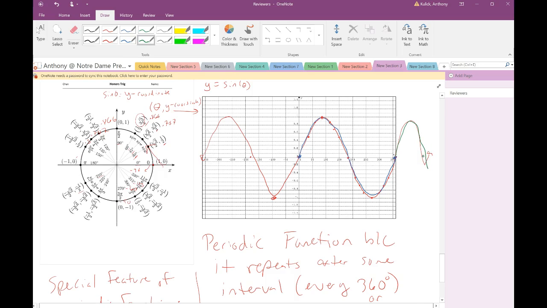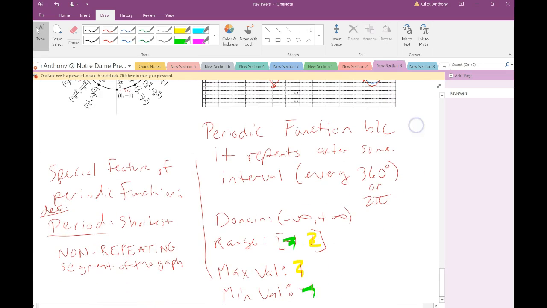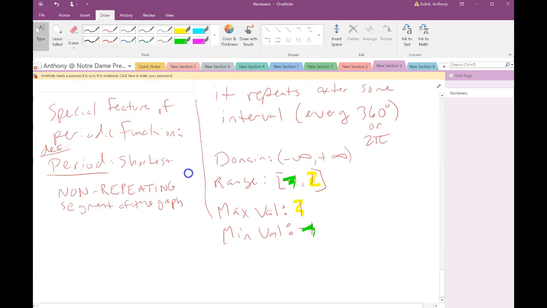Does that make sense? So how long did it take me? I started at the value 0 and I ended at the value 360. So we say the period for y equals sine x, we should say theta, is 360, or if you were talking in radians, 2 pi.